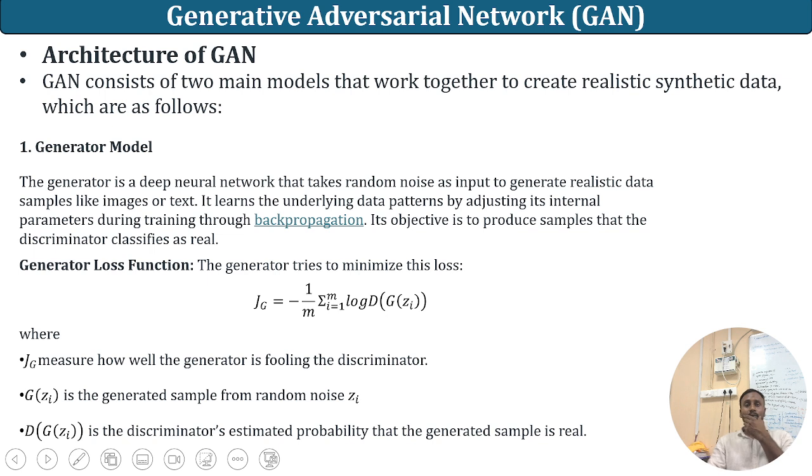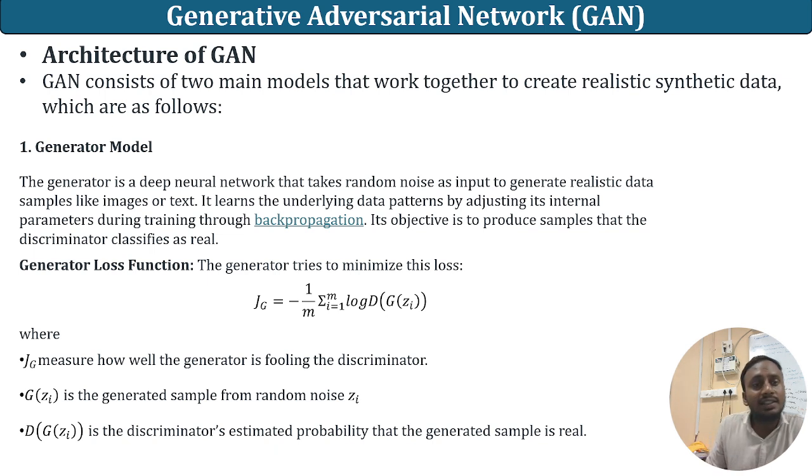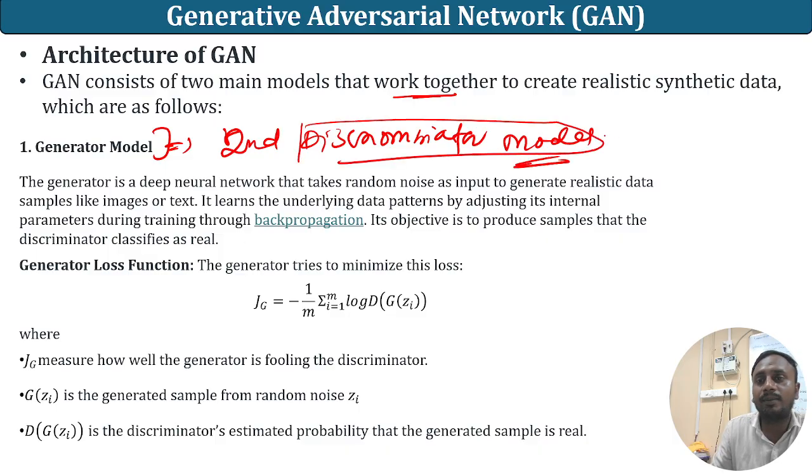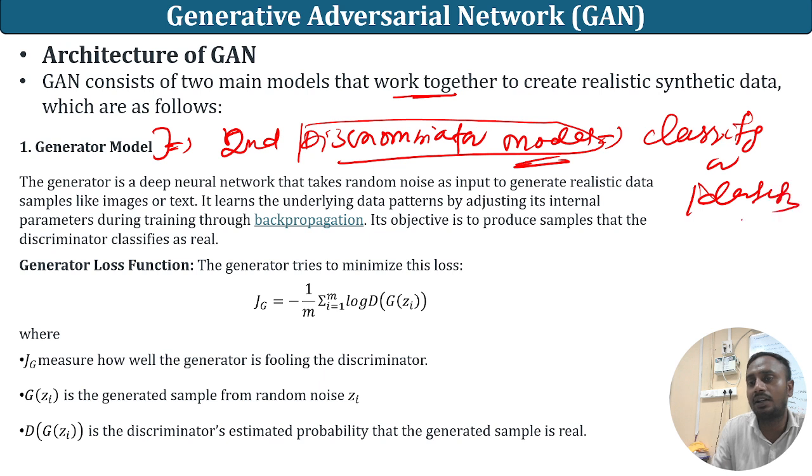So we'll come to the architecture of the GAN. No, it's not GNN, it's a GAN. It's a generative adversarial network. A GAN consists of two models that work together. One is the generator model, and the second one is the discriminator model. The discriminator model classifies or identifies fake or real.